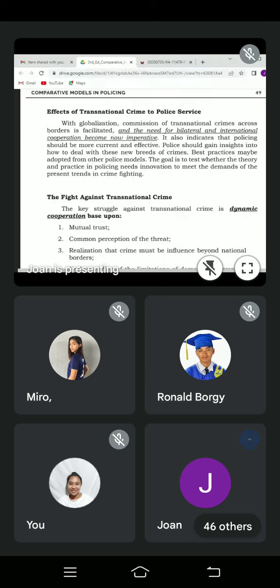And another, we are not yet fully equipped. We don't have that. We're not yet that ready and capable of tracking transnational crimes.